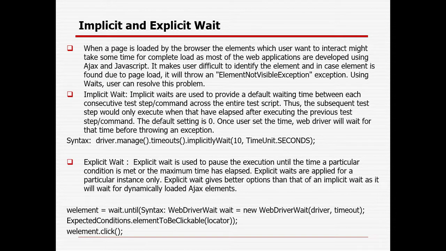Implicit wait and explicit wait. Implicit wait will be across your driver level, and explicit wait will be only for particular conditions. So if you give some explicit wait and your condition is matching, it will not wait for the remaining time, and in case the condition is not matching, it will wait for the maximum timeout. After that it will throw the error.